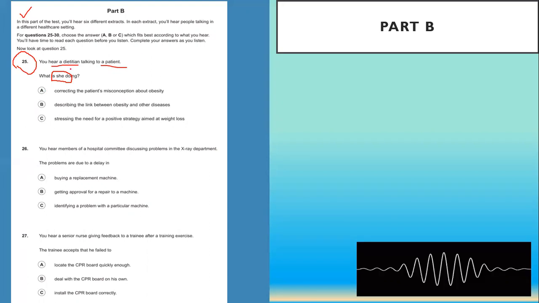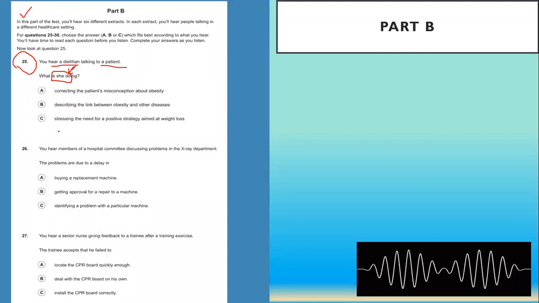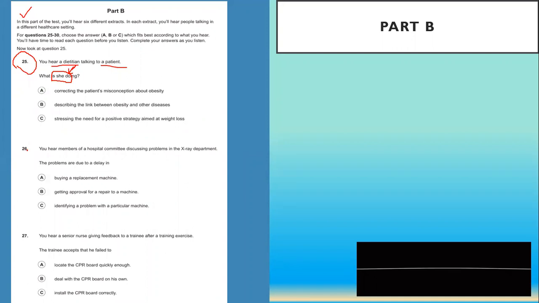Now you have to remember who is the one talking. In this case, it most likely is the dietitian. So the dietitian is talking to the patient, and what do you think she is doing? If you think she's giving a lecture, or correcting, or describing, or stressing, then pick your answer. All of this will be mentioned by the speaker, but you have to stay focused and concentrate on the recording.